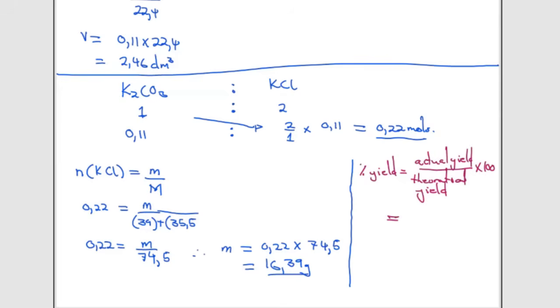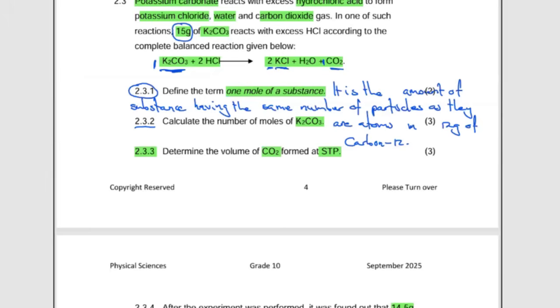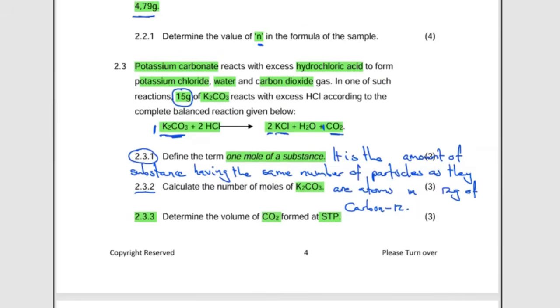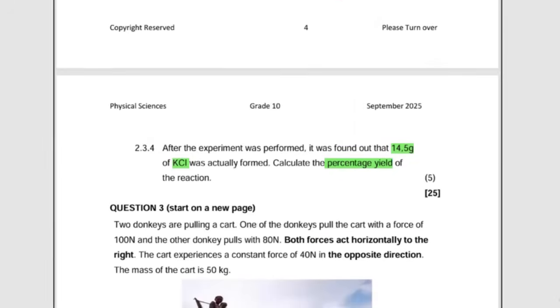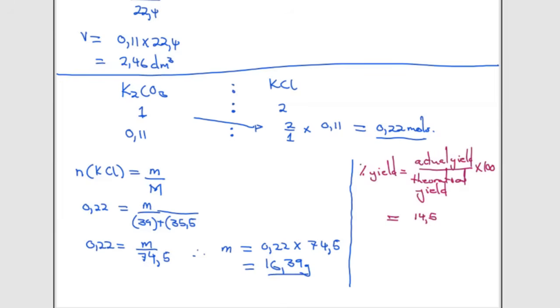It was 14,5. Just scroll a bit there to show you where I get my 14,5. So this is the mass that we are actually given. After the experiment was performed, it was found out that 14,5. So this is the actual yield that we're having there, which is 14,5 all over the theoretical yield, right?